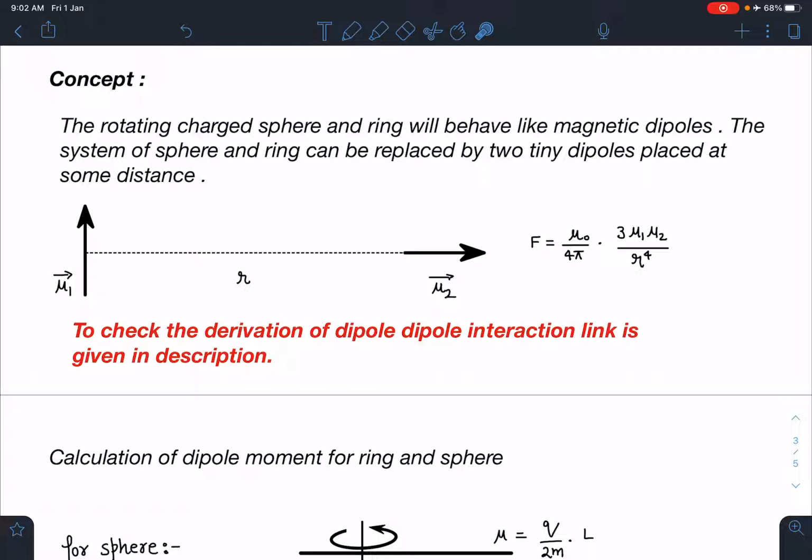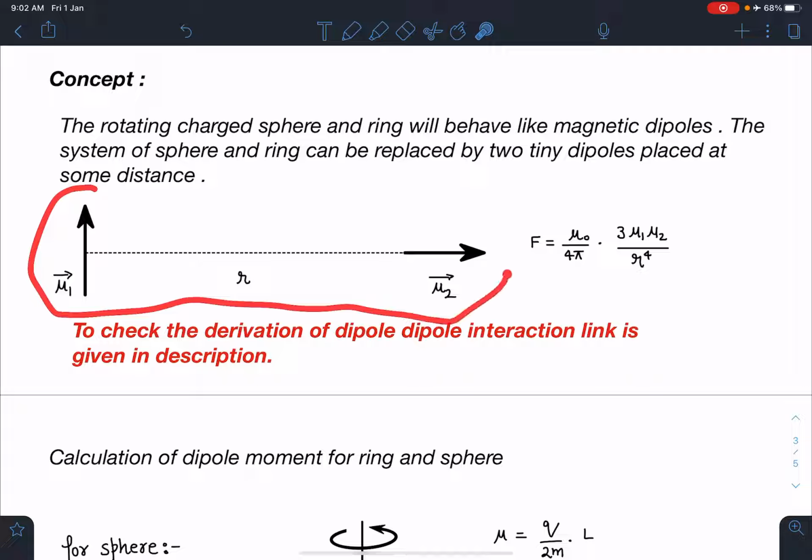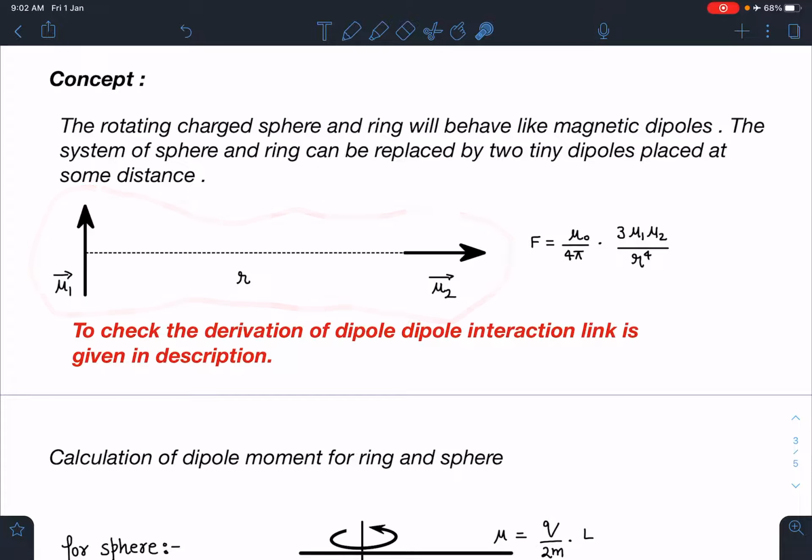In yesterday's video, I derived this result for different positions of two dipoles, and there I wrote the result as k into 3p1 p2 by r to the power 4. The same logic will be applicable in case of magnetic dipoles as well, so we can use that result. Instead of 1 by 4 pi epsilon naught, we are going to have mu naught by 4 pi. The rest of the expression is the same, 3p1 p2 by r to the power 4, where p1 p2, the electric dipoles, will be replaced by magnetic dipoles.